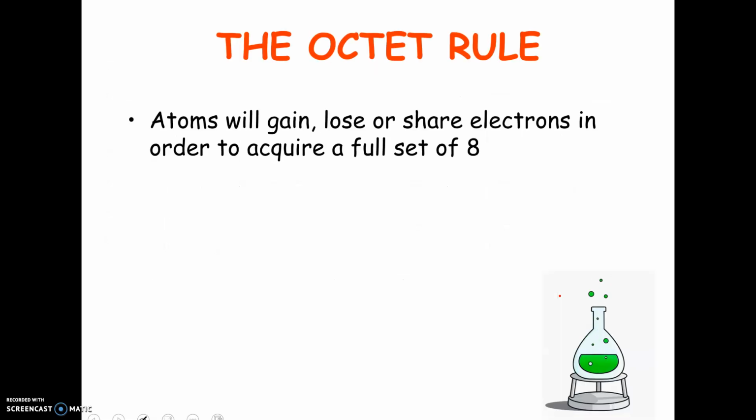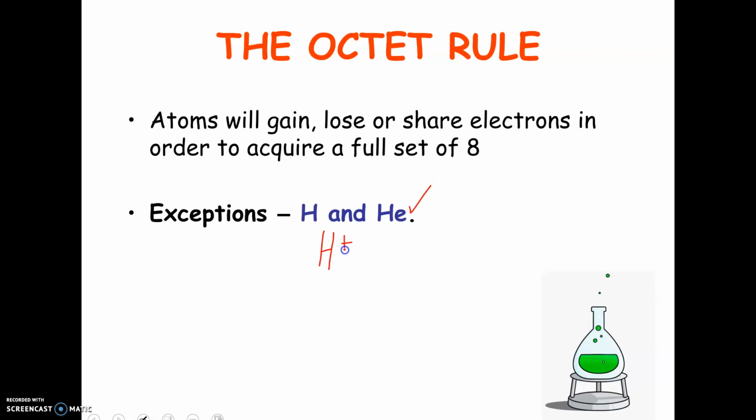So then there was a rule called the octet rule that said that atoms would either gain, lose, or share electrons in order to get 8 in their outer shell. And they're going to do whatever's the easiest thing to do because these things require energy. And if they have a full set of 8, like your noble gases, they're not going to react. Now, hydrogen and helium were exceptions to this because they're so small, they only have 1 level. So 2 would be a full outer shell for hydrogen and helium. Helium has a full outer shell. Hydrogen typically loses 1 and forms a hydrogen plus 1 ion.